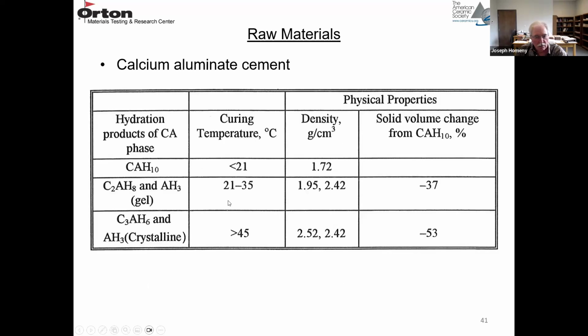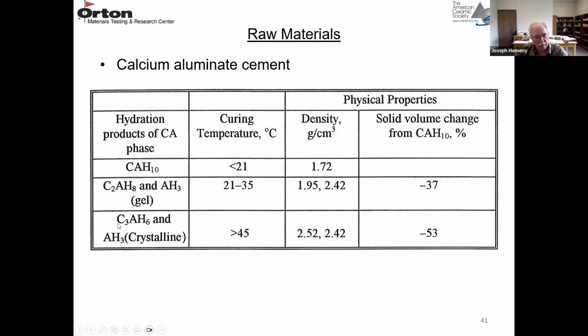So the most desirable situation is to cast at the higher temperatures above room temperature. The least desirable is to cast at low temperatures below room temperature. So below room temperature, you're going to have CaH10. At room temperature, you're going to have C2AH8 and AH3, probably a gel. You're also going to have AH3 at the lower temperature too in a gel form.